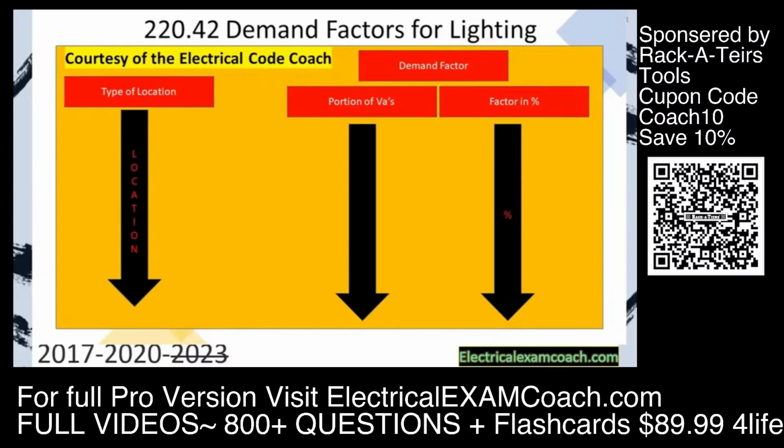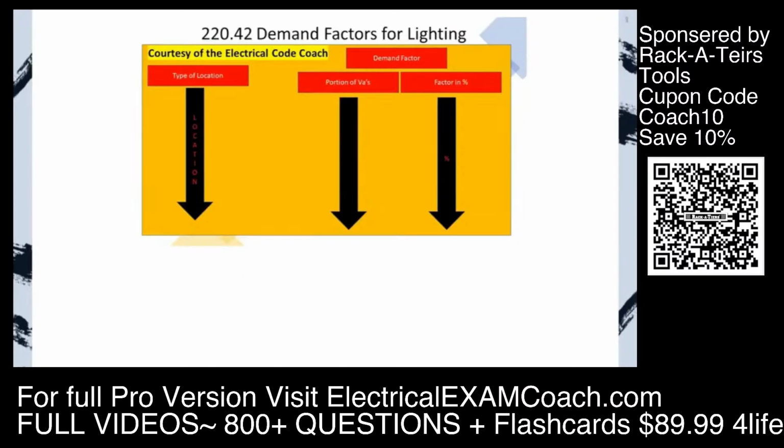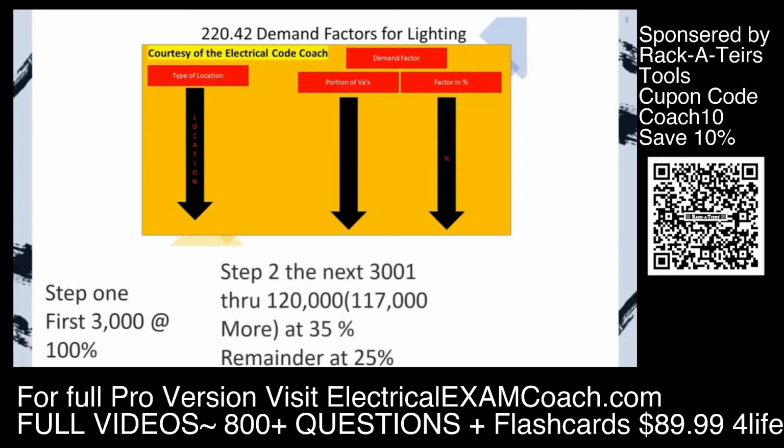Let's get to it. When looking at this table, we're going to see a multi-layered demand factor for dwelling units. Step 1, we're going to take the first 3,000 VAs at 100%. Step 2, we're going to take in between 3,001 through 120,000, which is technically just another 117,000 more. And that's how I'm going to refer to it for the rest of the program. We're going to take that percentage at 35%, and then we're going to take anything above and beyond that at 25%. Then step 3, we add them back together.